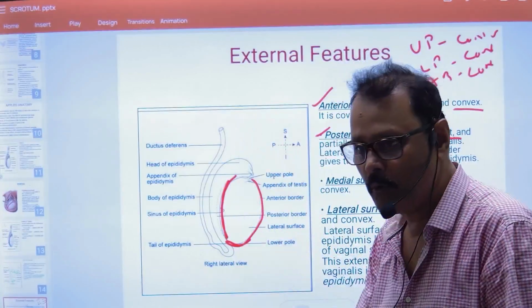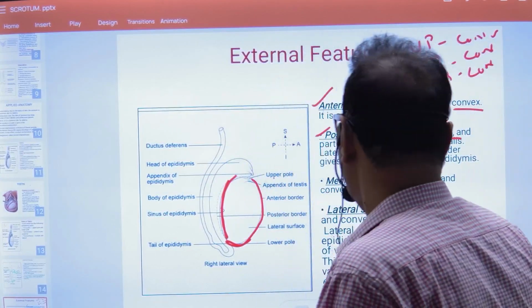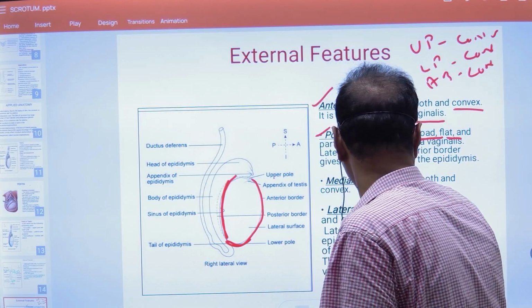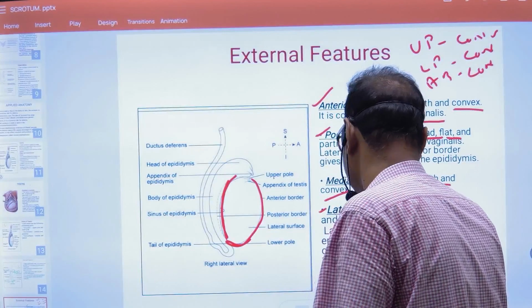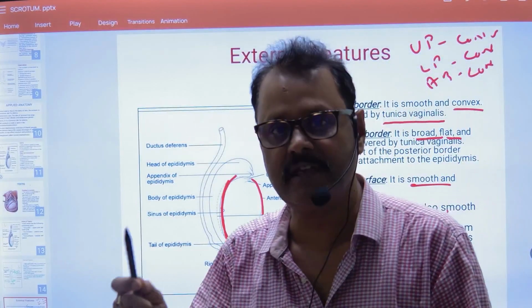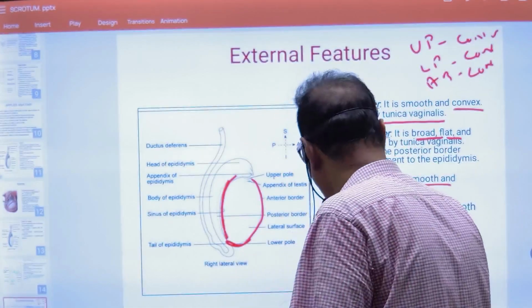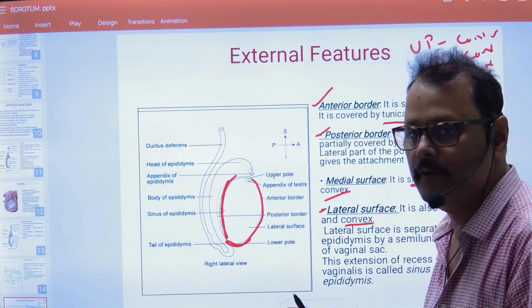Otherwise, we have got the upper pole which is convex, the lower pole which is convex, the anterior border which is convex. Again, we have got the medial surface which is convex and the lateral surface which is again convex. Since the shape is oval, almost all the shapes are convex except the posterior border which is broad and flat.